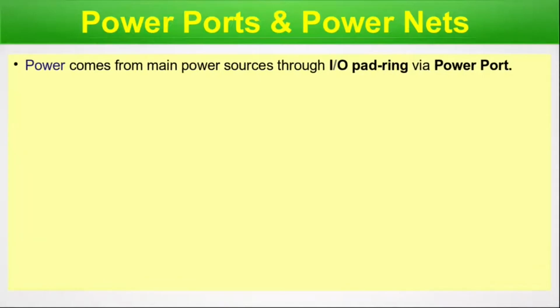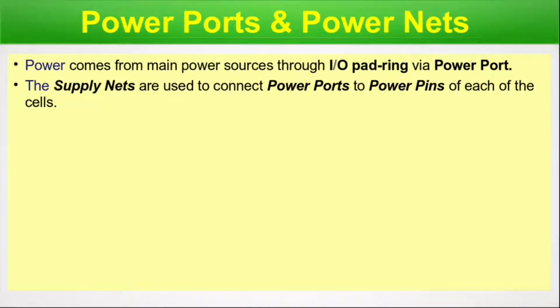Let's move on. Power ports and power nets. Now guys, this is a very important thing. When you design a chip with the HDL, it will not operate if it does not have the power ports and the power nets. So this is the important part of the UPF that we are going to learn. Power comes from the main power sources to the IO pad ring, via a power port, and that gets distributed inside the full chip or even down to a block. The supply nets are used to connect power ports to power pins for each of the cells. Each cell has its power pin, and the power ports and the power pins are connected to the supply net.